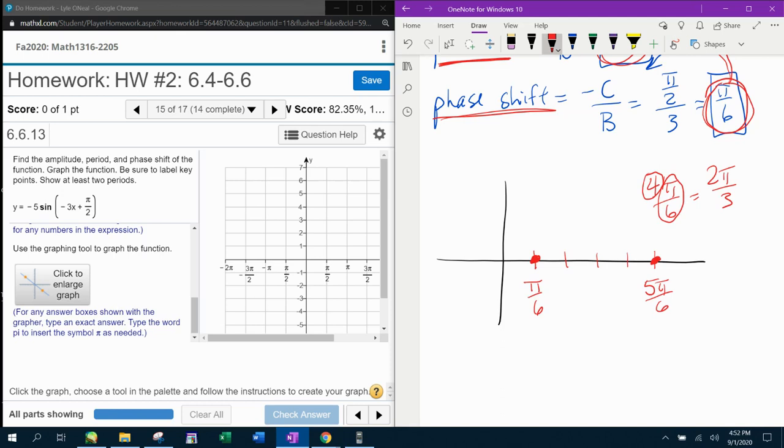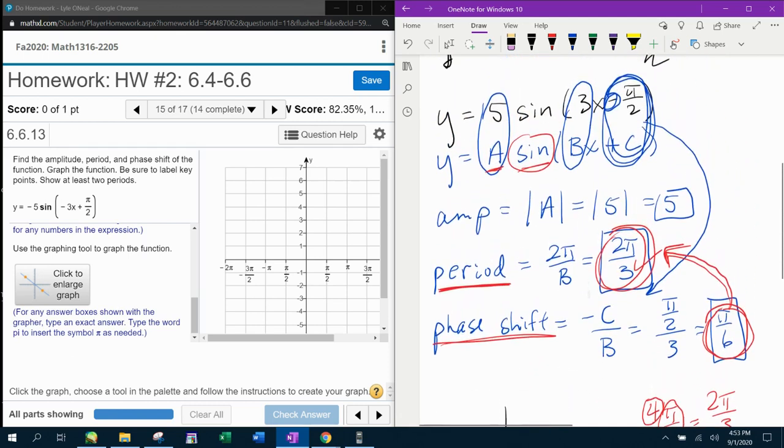Step number 3, wavelength. Step number 4, 4 spaces. I've got them. 1, 2, 3, 4. I've got my 4 equal spaces. That is step number 4. And so now step number 5 says lay out your points.